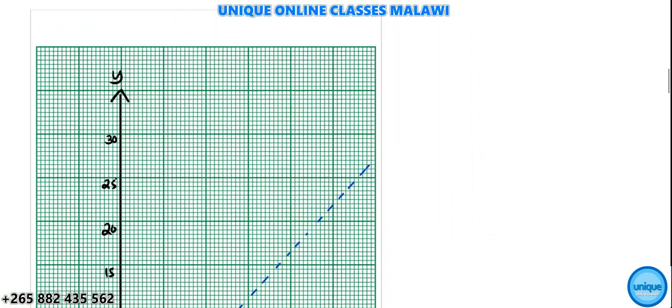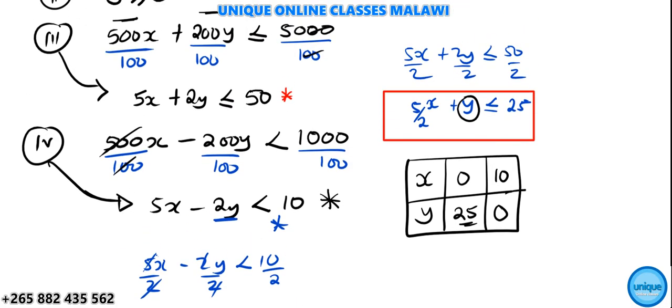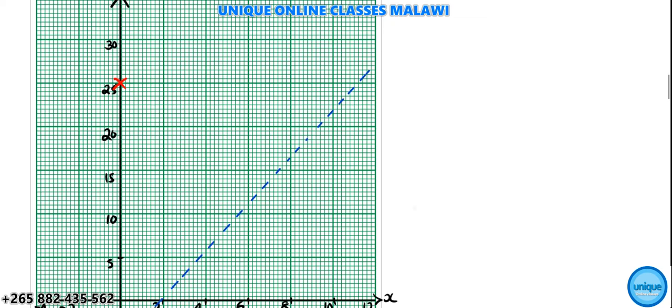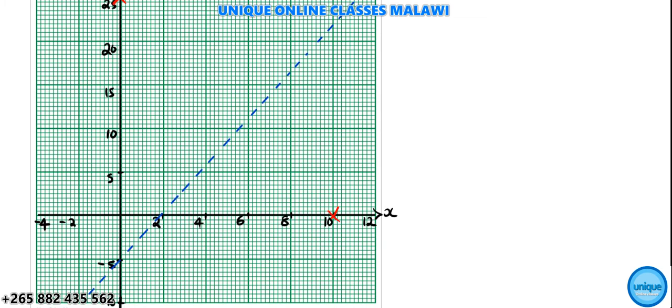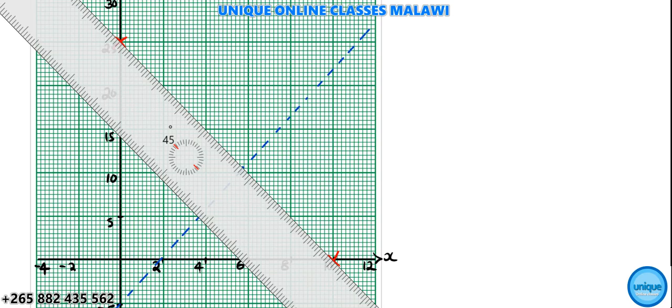Now we can have another line. Which one? Here, 25 when x is 0, y is 25, and when x is 10, y is 0. So y is 25 when x is 0, I'm talking about this part here, and when x is 10, y is 0. So 10 is this one. So what will happen? I need to take my ruler as well and join the points. And this line is solid. It should be a solid line. So this is the straight line going that way, reaching that far, yeah, something like this.